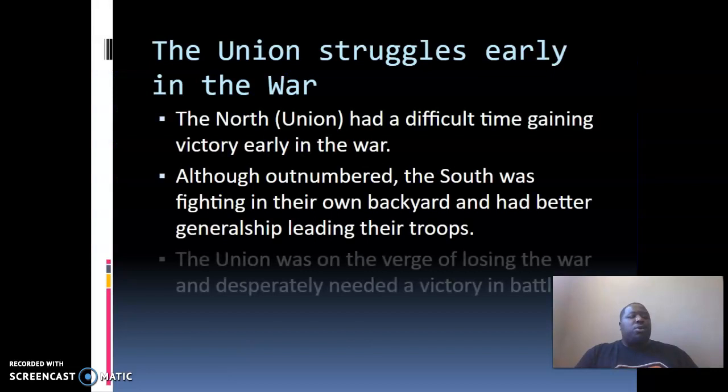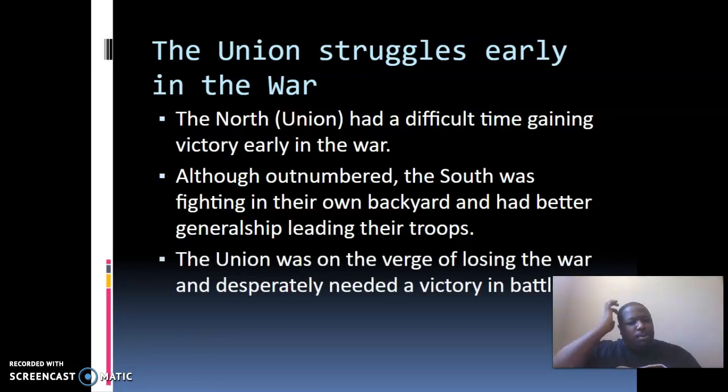So the Union struggled early. They were completely outnumbered. The South was fighting in their own backyard. And so you have to understand Fort Sumter is located in South Carolina. South Carolina was the first state to secede from the Union. So you had Union troops that were located there in South Carolina. However, the issue was that the majority of the other troops from the Union were located in the North.